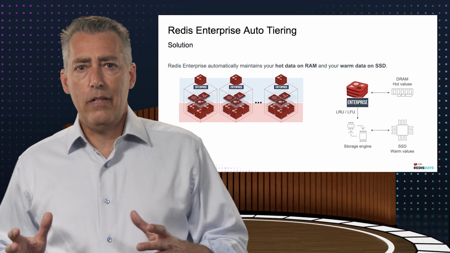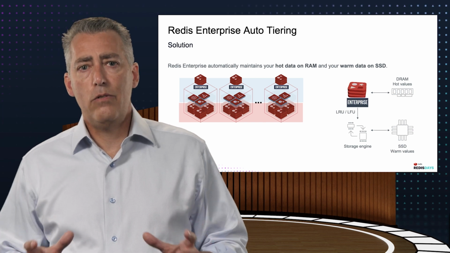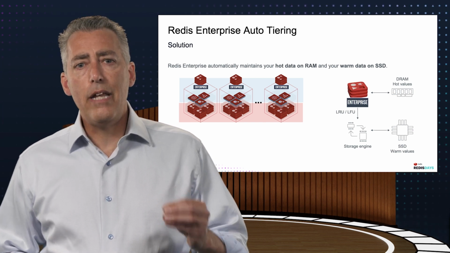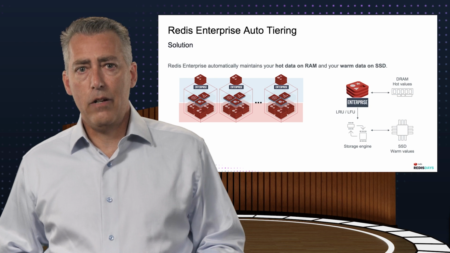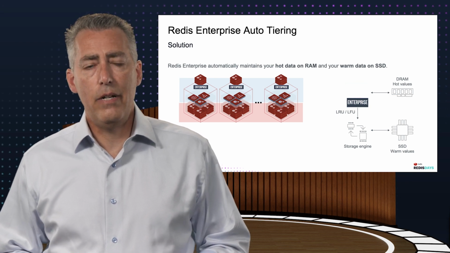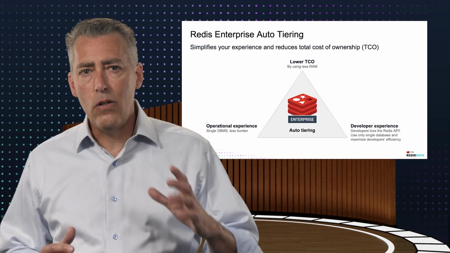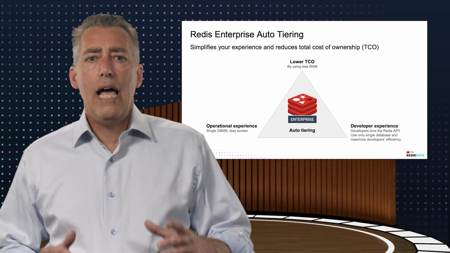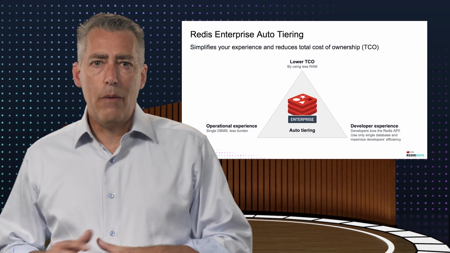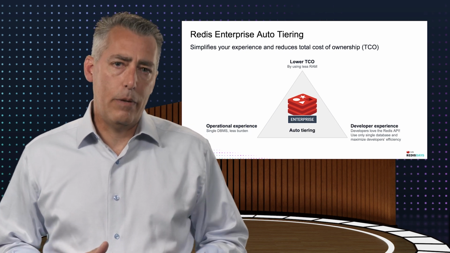Now, you might have heard about this already. We previously called this Redis on Flash, but we're renaming this to auto-tiering with the release of Redis Enterprise 7.2. The idea behind auto-tiering is to deliver a single operational experience at a lower total cost of ownership and without impacting your existing application.